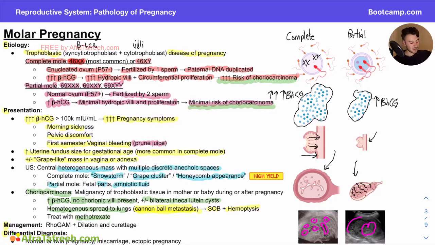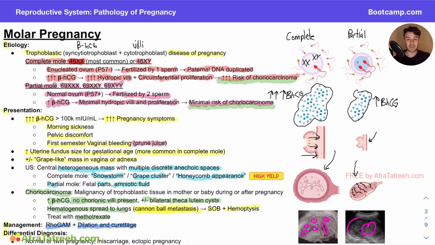Now, I want to also talk about the management in general of everything related to this rogue placental tissue. So this includes partial mole, complete mole, choriocarcinoma. All that rogue tissue has to be removed. So these patients have to undergo dilation and curettage. And whenever we do that, we need to also give RhoGAM to prophylax against Rh incompatibility. So that's just a note on management.